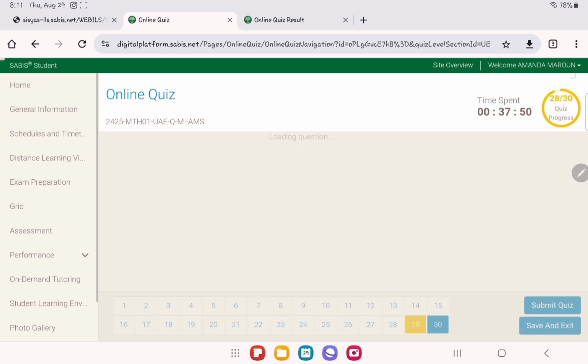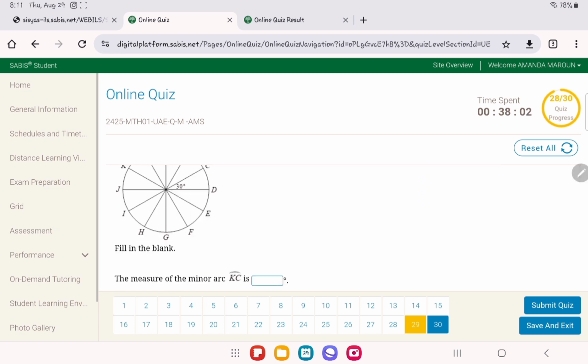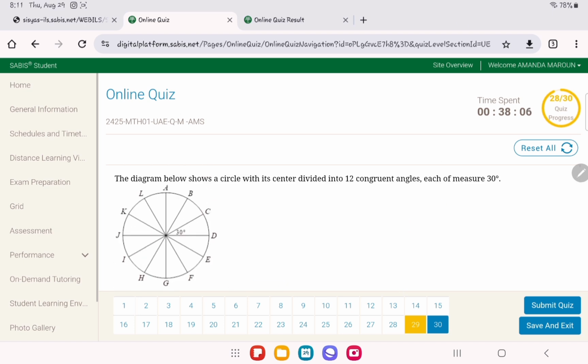And finally, 29. The diagram below shows a circle with its center divided into 12 congruent angles, each of measure 30 degrees. What is the measure of minor arc KC? Where is KC? This is K and that is C. So if they're asking for the minor, are they asking for the blue part or the green part? They're asking for the green.